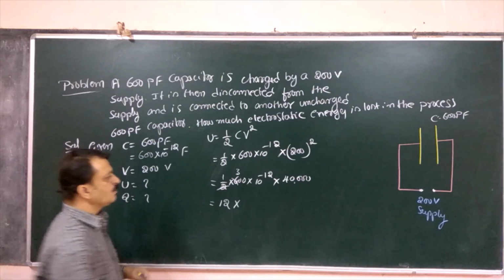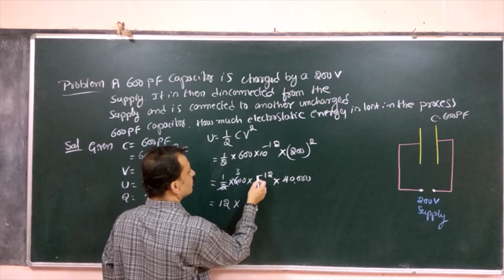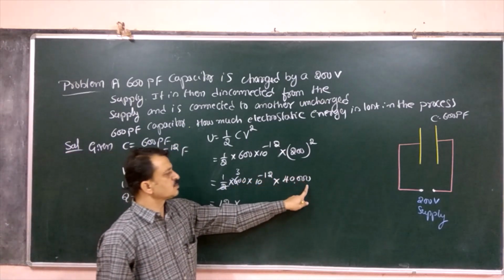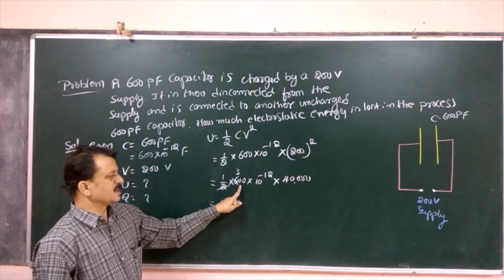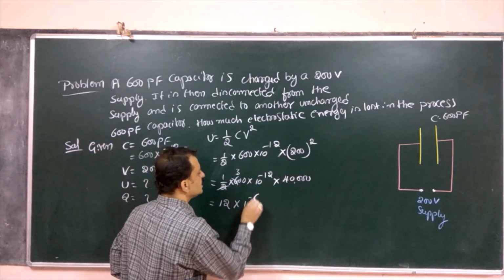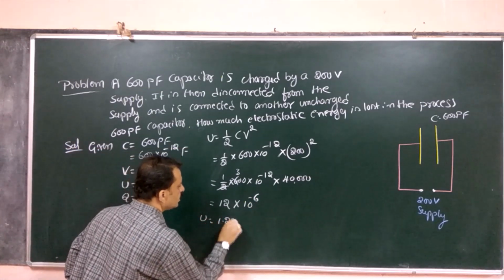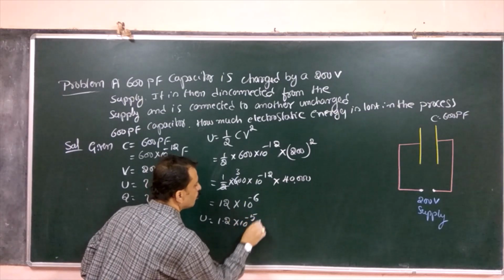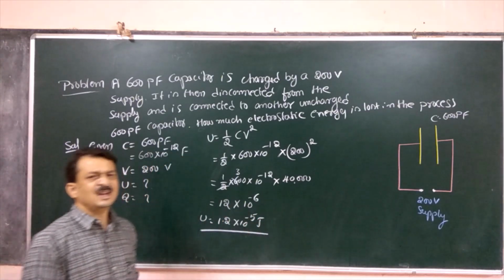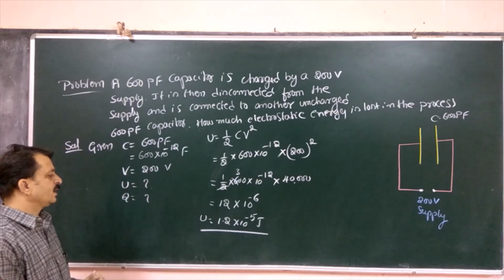Let us adjust the powers. Here I have taken just 4, so here 10 to the power of plus 4, 10 to the power of minus 8, here 10 to the power of plus 2, 10 to the power of plus 4 plus 2 plus 6 minus 12, that is 10 to the power of minus 6 comes. So energy U is equal to 1.2 into 10 to the power of minus 5 joules. This much amount of energy is stored in the capacitor.